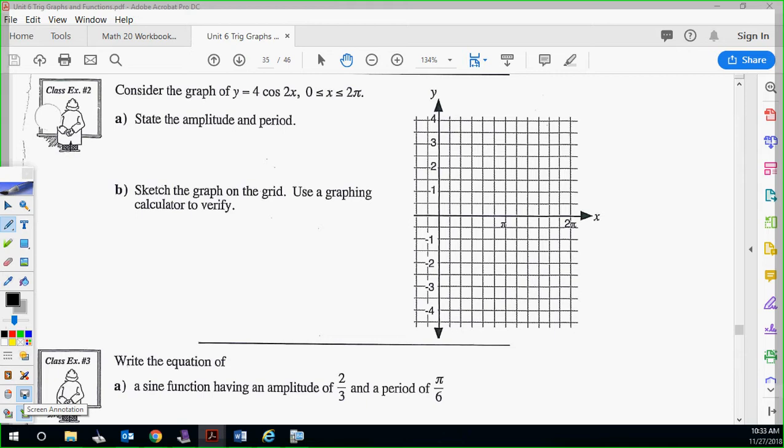So what's the amplitude? Andy, what's the amplitude? 4. Good. Okay, and then, Cash, what's the period? What'd you say? Yeah, it's 1/2 of 2 pi. We're in radians here, so what's half of 2 pi? Right, so your period is pi. Every pi, you're going to have a cosine curve. Okay, go ahead and sketch that. I'll pause the video here.